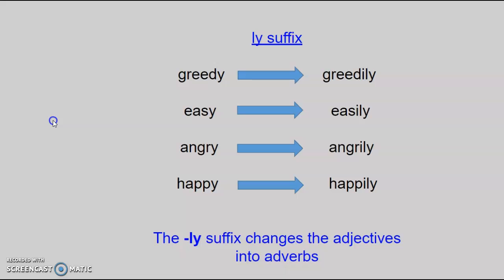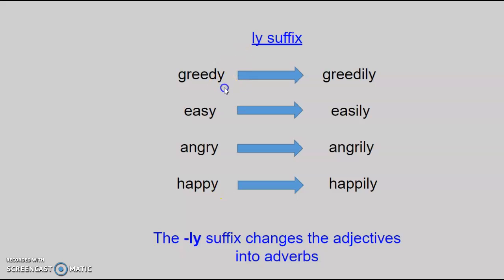Now, these ones are different. Can you see these words here? Again, these are all adjectives and they've been changed into adverbs. So you have greedy, easy, angry and happy. What do you notice about all of these words? What do they all end in? That means that we have to do something, okay? Can you say it out loud? They all end in a Y.